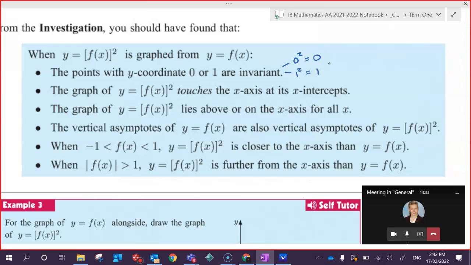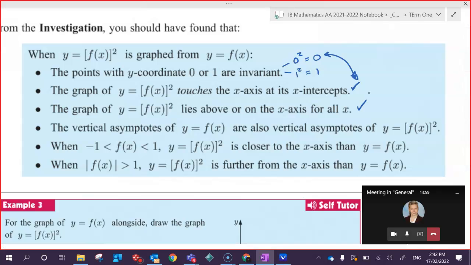The graph of f of x squared touches the x-axis at its intercepts. Well, that's exactly the same as saying the points at 0 are invariant. So, yeah, that makes sense. The graph of f of x squared lies above or on the x-axis for all values of x. Tick, we already knew that because we were reflecting it in the x-axis anyway. All the bits below the axis came to the top.